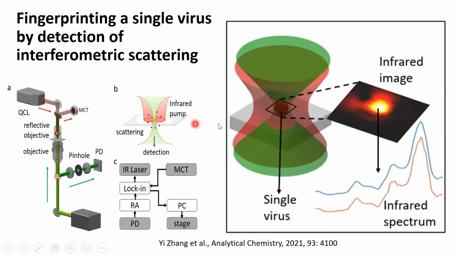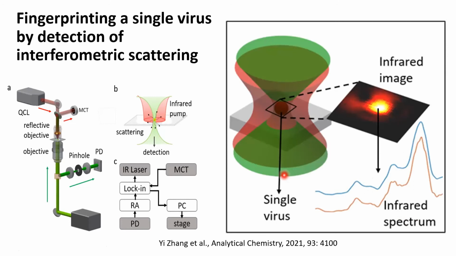With this, we can get the fingerprint of a single virus, and the fingerprint is different for different viruses. This may have lots of potential, but in any way, this is not possible with spontaneous Raman if we don't use plasmonics, or with traditional FTIR. We would not imagine that we can do it. So this is all a scattering-based approach.